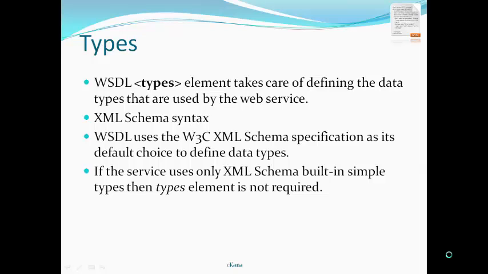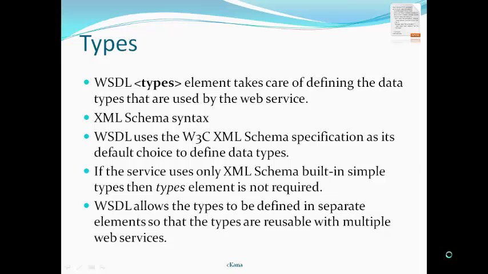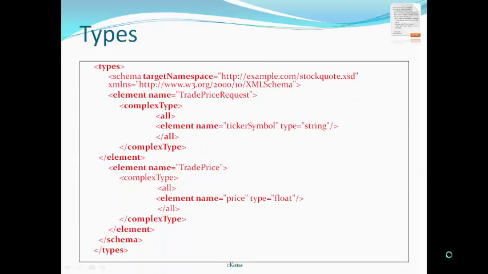If the web service uses only XML schema built-in simple types, for example strings or integers, then the types element is not required. WSDL allows the types to be defined in separate elements so that types are reusable with multiple web services. Now, this code depicts how a types element can be used within a WSDL document.